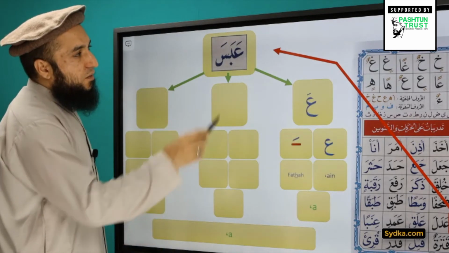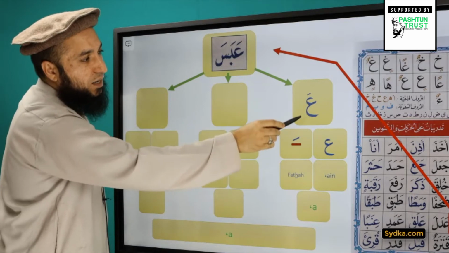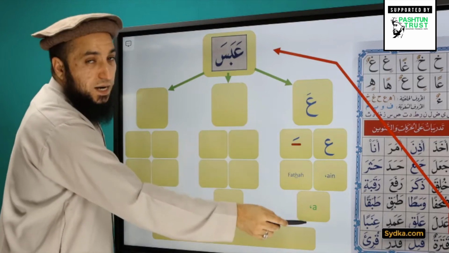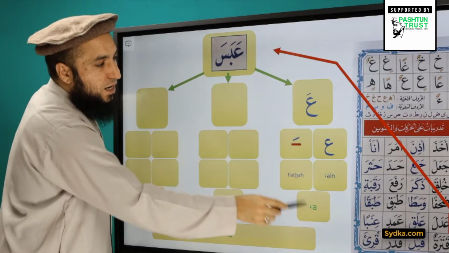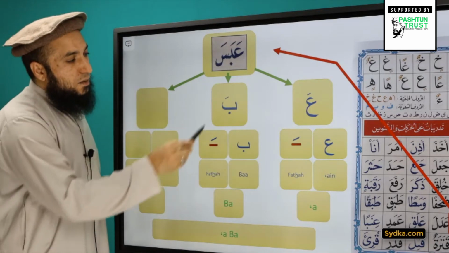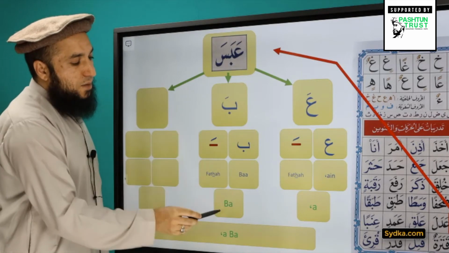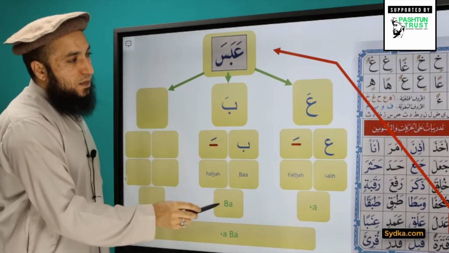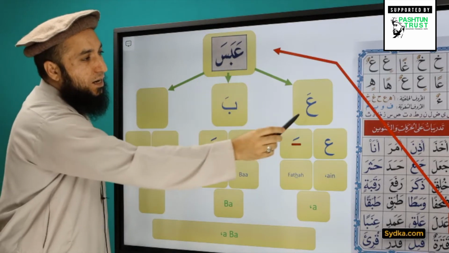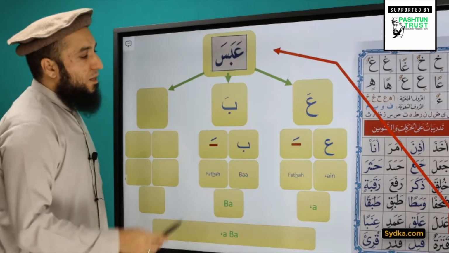So the next word we have is abasa. It has 3 syllables. The first syllable is ayn fatha. Ayn is not silent and we have fatha on top of it. The next syllable we have is ba fatha ba, and ba is not silent and we have fatha on top of it. So now we combine these 2 syllables. We have aba.